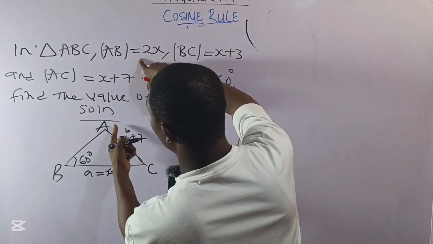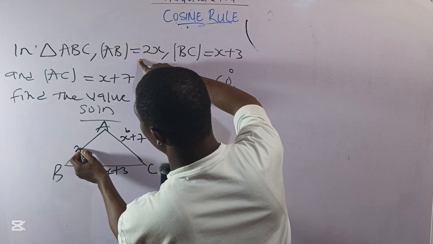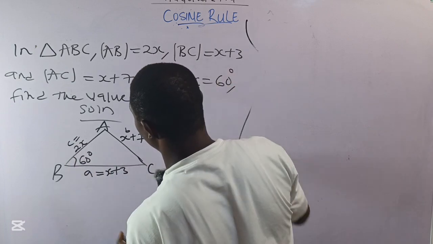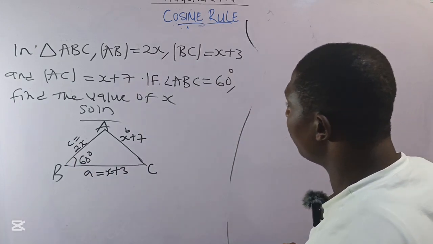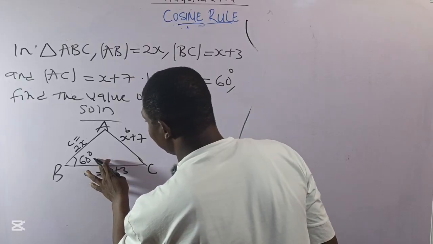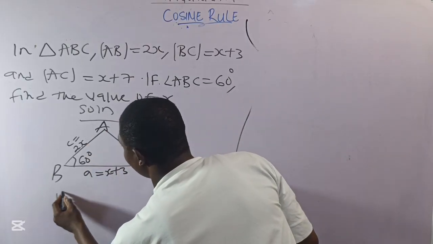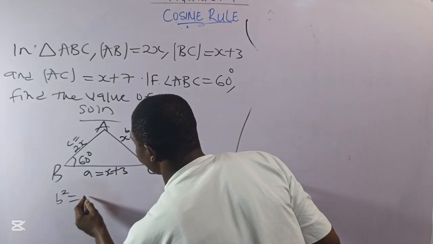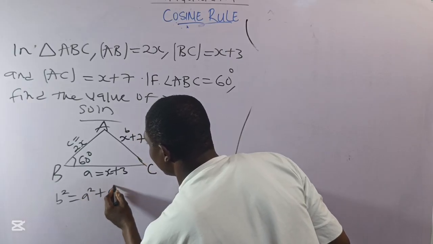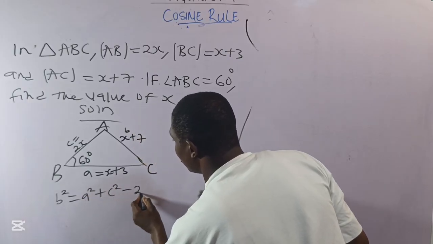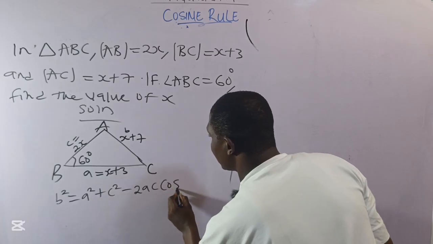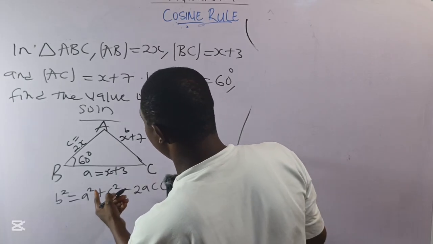And here is the third: AB is equal to 2s, and it's taken as small letter c. Now, since this angle is less than 90 degrees, I will use the acute angle formula, which states that b squared is equal to a squared plus c squared minus 2ac cos capital B.